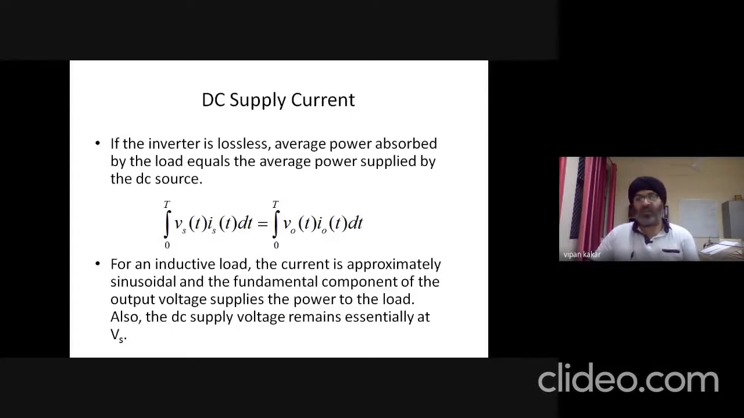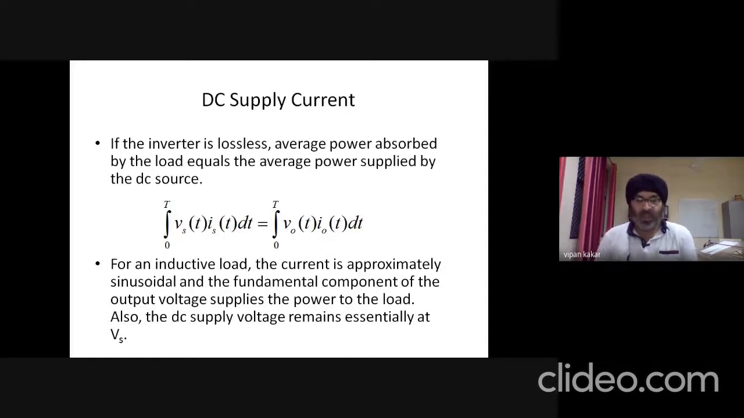Okay, so just assuming that if this inverter is lossless, average power absorbed by the load is actually equal to the average power supplied by the source. Whatever power we have supplied from the input is actually received at the output, or absorbed or consumed at the output or at the load. So then we can say the inverter is lossless ideally.